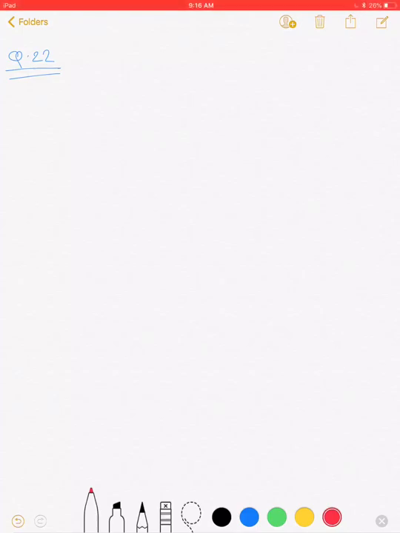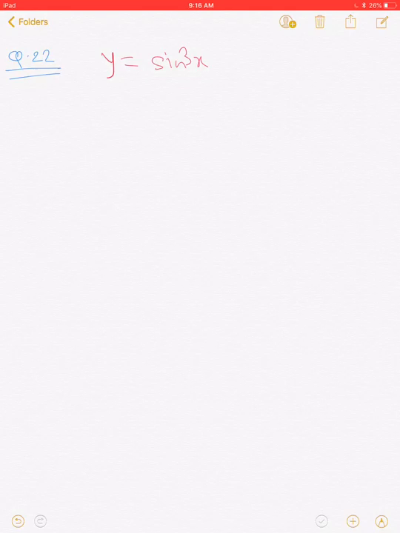Hey guys, let us start with the next question, that is question number 22. In question number 22, it is given that y is equal to sine cube of x, and we have to find the nth derivative of this function.